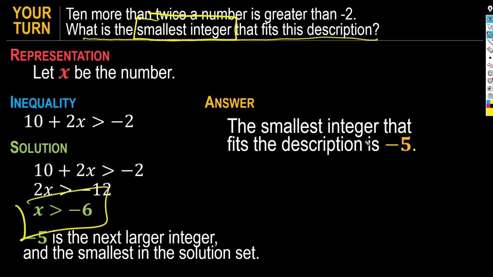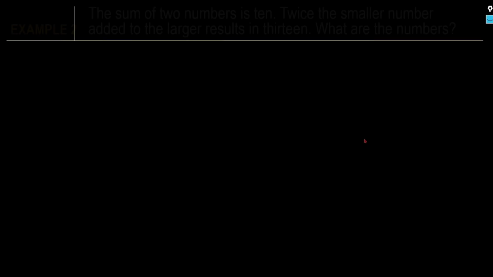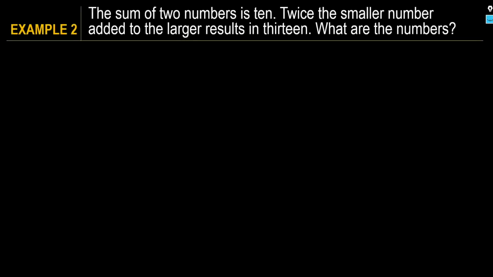Okay, good. Next. The sum of two numbers is 10. Okay? Twice the smaller number added to the larger results in 13. What are the numbers? Okay, I'll give you some time to digest the problem.